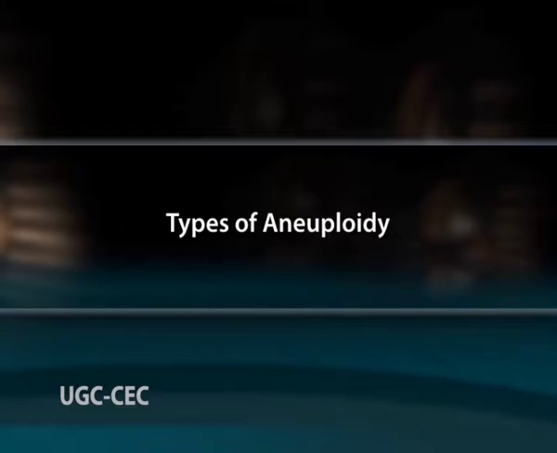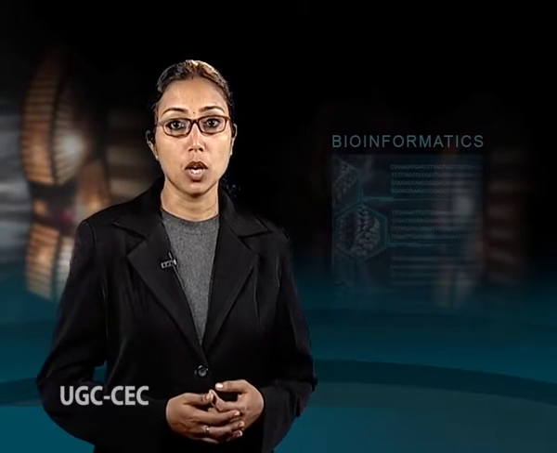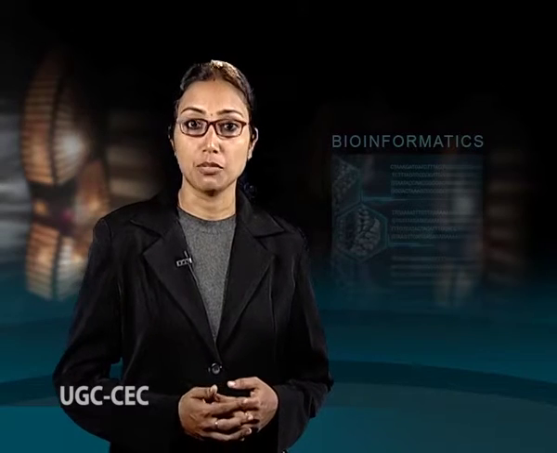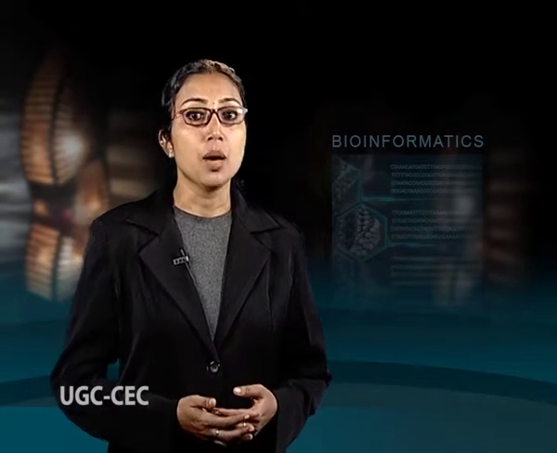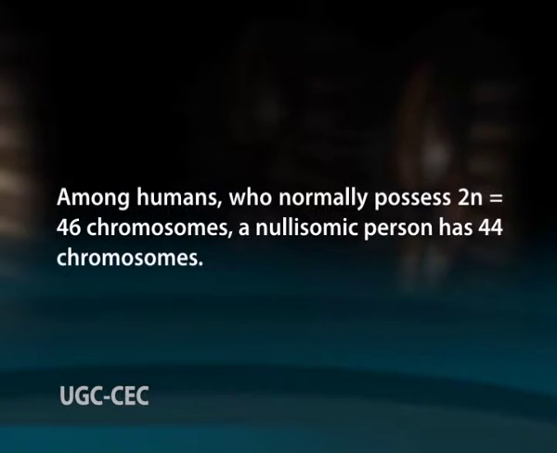Types of aneuploidy. First one, nullisomy. Nullisomy is the loss of both members of a homologous pair of chromosomes. It is represented as 2n-2, where n refers to the haploid number of chromosomes. It can arise if non-disjunction occurs for the same chromosome in meiosis in both parents, producing gametes with no copies of that chromosome and one copy of all other chromosomes in the set. Thus, among humans who normally possess 2n equals 46 chromosomes, a nullisomic person has 44 chromosomes.